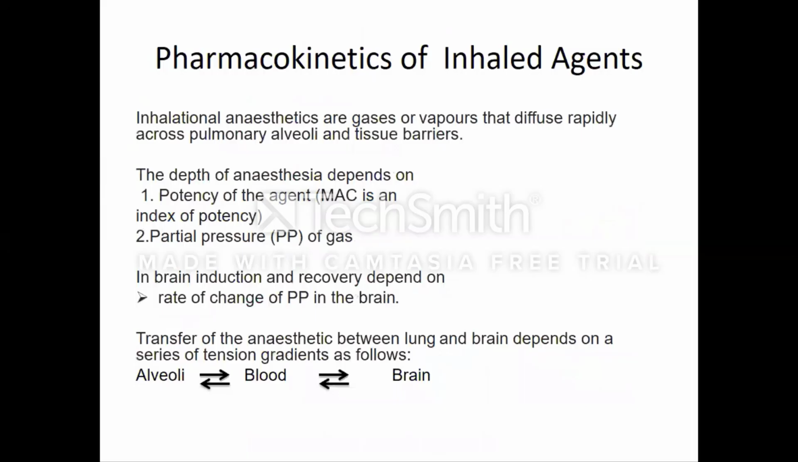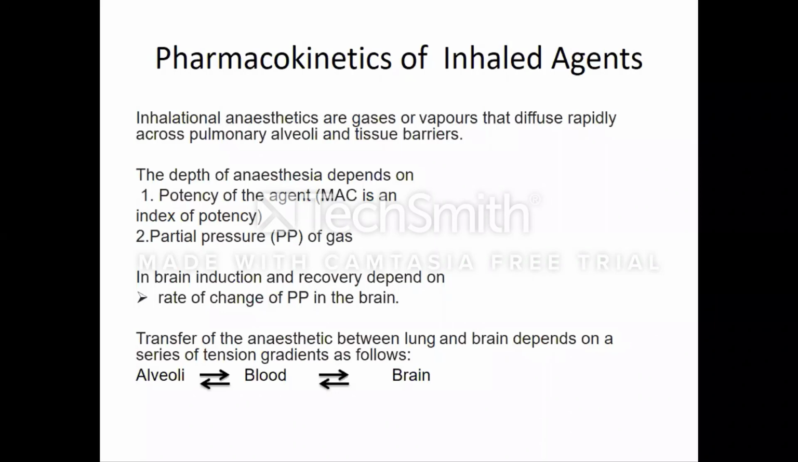Now we are coming to the next part of the chapter. We have seen the pharmacodynamic effects, which organs are getting affected, and the toxic effects of the general anesthetic on different organs. Now we are coming to the kinetic properties of the inhaled general anesthetics. The inhalation anesthetics, as we all know, are gases or vapors, which diffuse rapidly across the pulmonary alveoli and various tissue barriers.